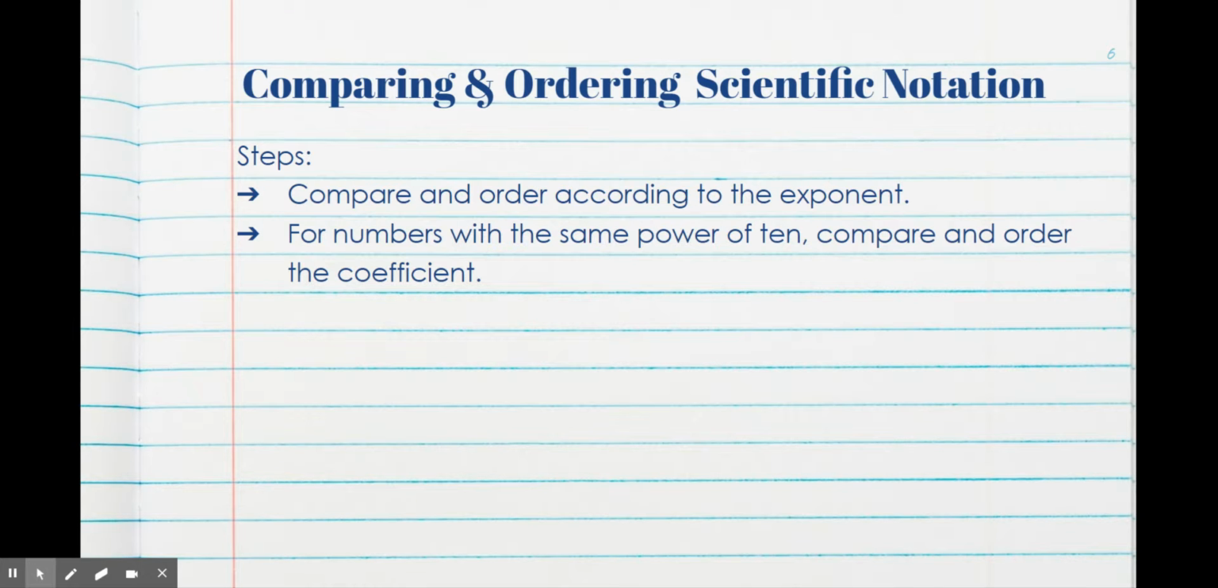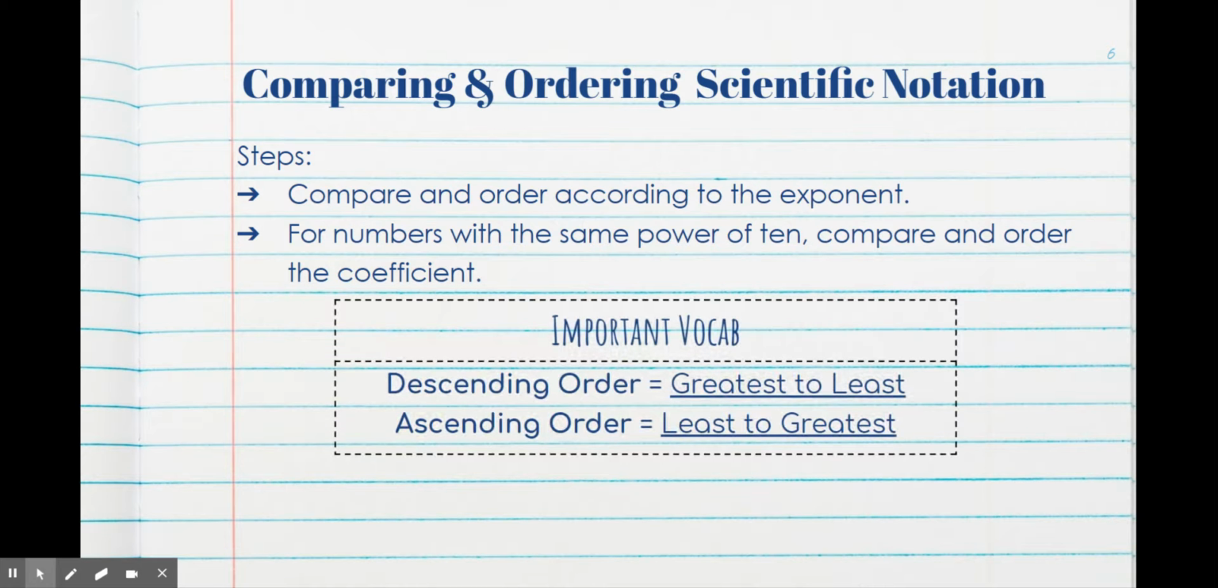Now, there's 2 important vocabulary terms that you need to know before moving forward. Those are descending order and ascending order. Descending order means greatest to least. Like you're descending the stairs, you're going down. So from the highest number to the lowest. And ascending order means least to greatest. So going up from the lowest number to the highest number.